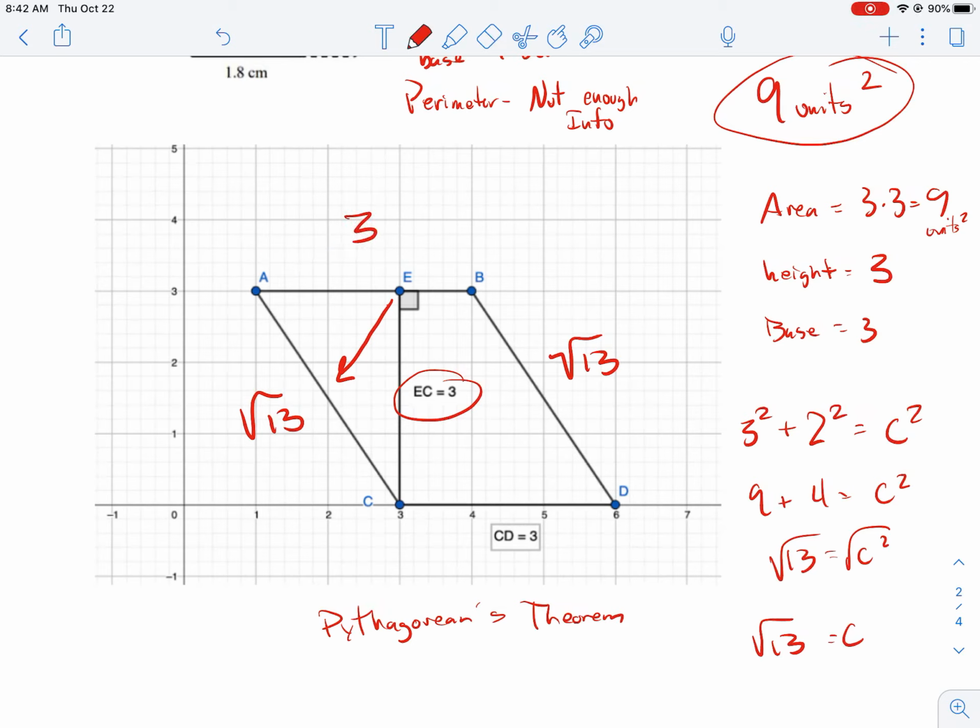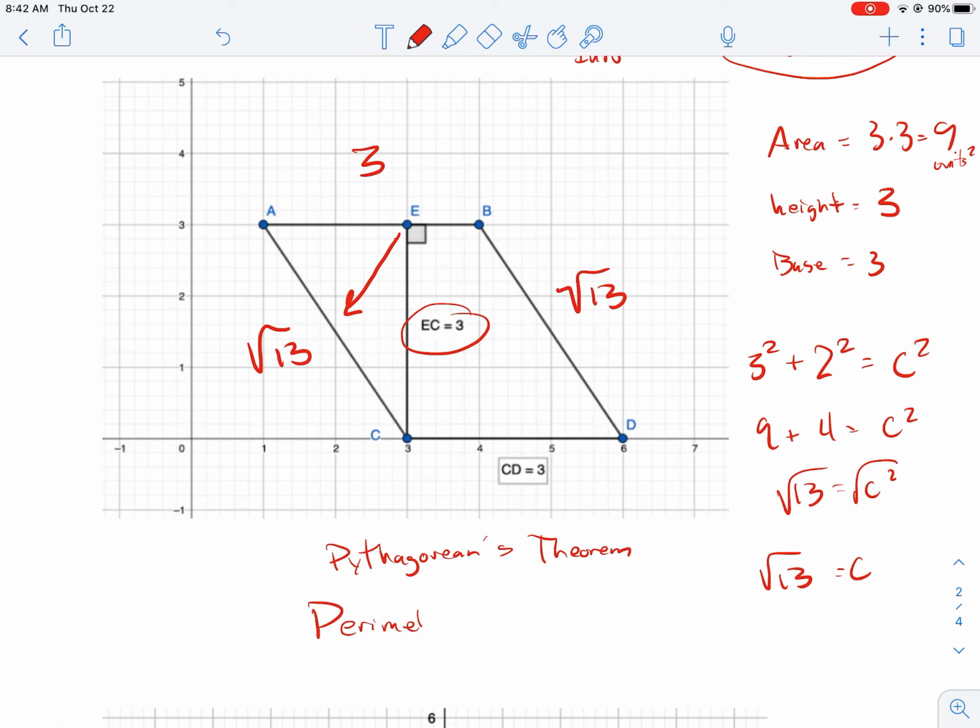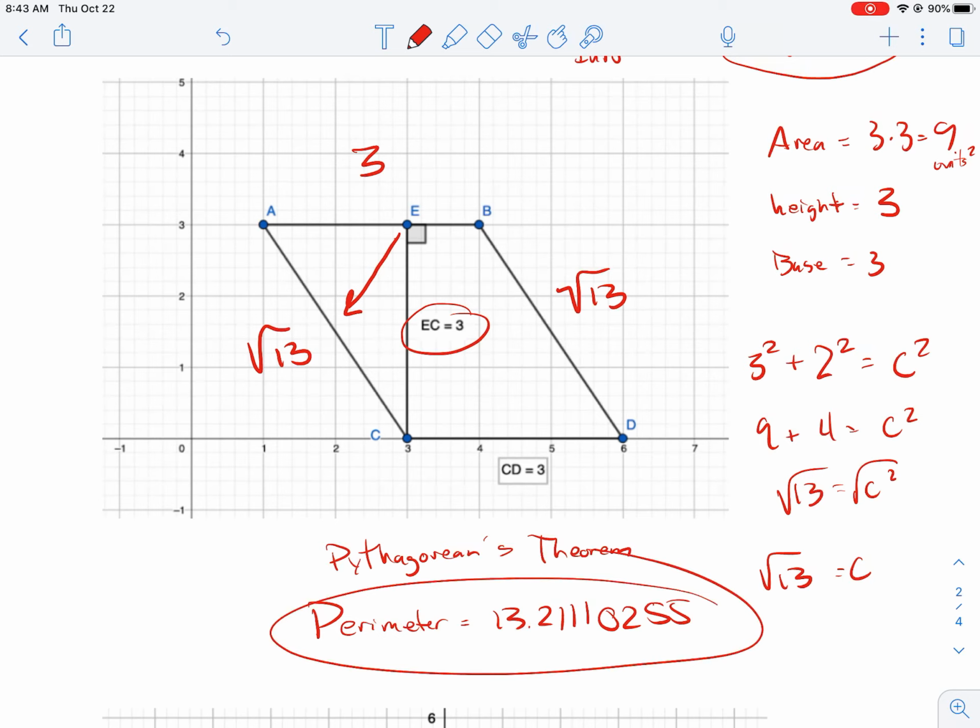Now, it doesn't say anything in the directions about leaving it in radical form here. So I'm just going to add those both up. So I'm going to go 3 plus square root 13 plus square root 13. And I get our perimeter is 13.2111025. Okay? And there is our perimeter.